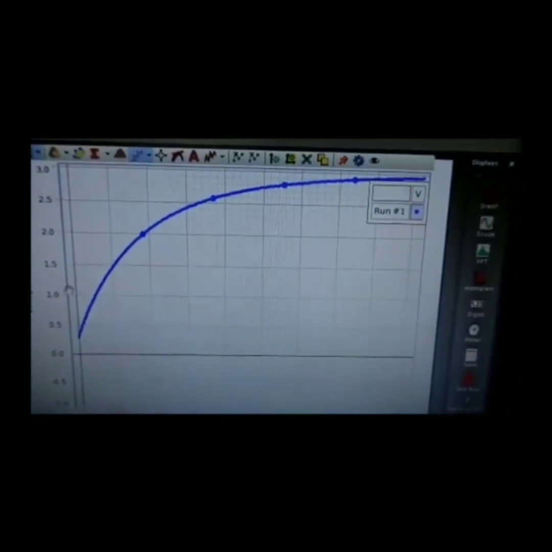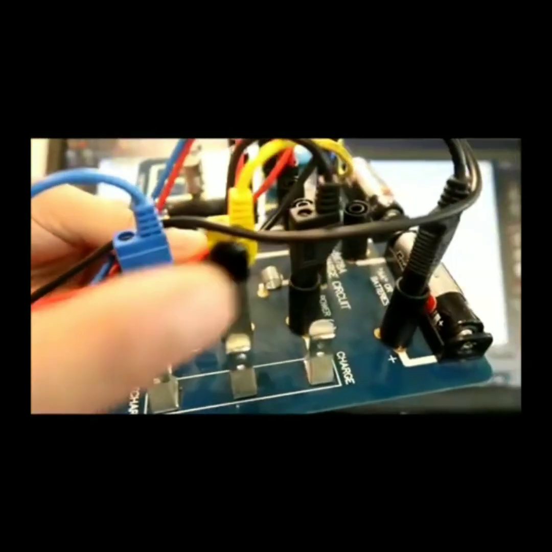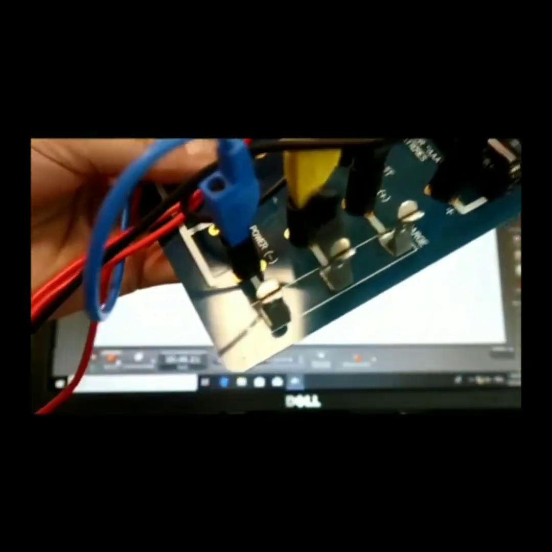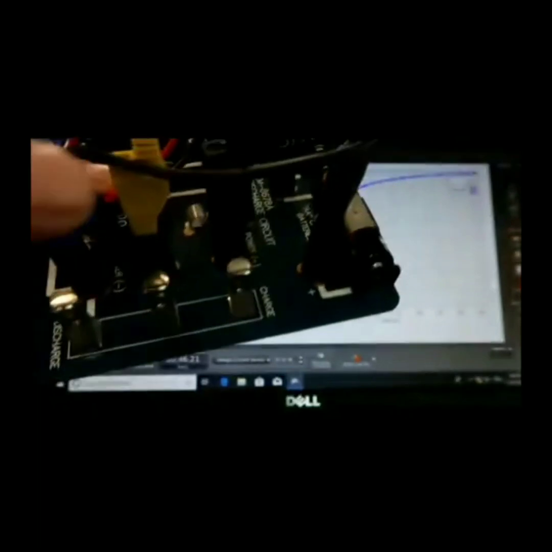Now I will switch to the discharging experiment. Okay, now in the discharging part I will move this switch to the discharging side here, and at the same moment I will start recording the data on the screen. I will show you. So I will press record, and at the same moment I will start discharging the capacitor.